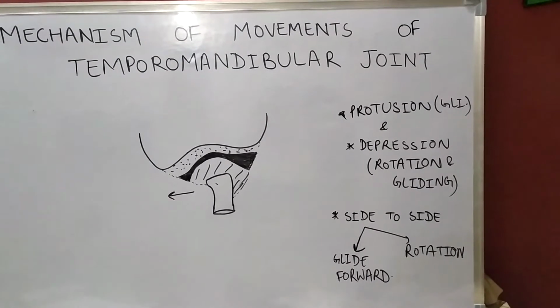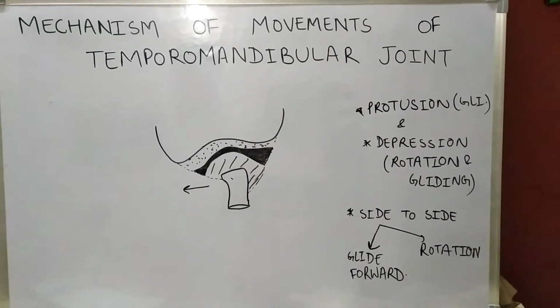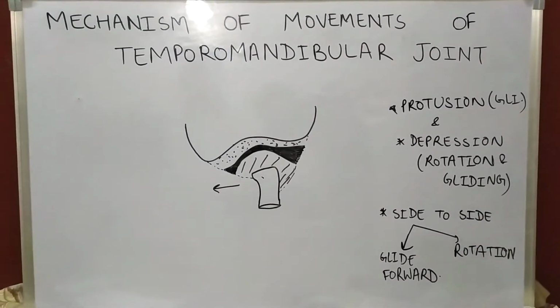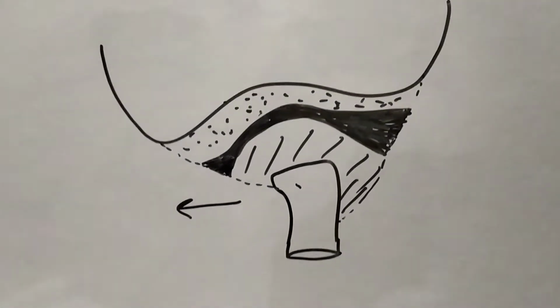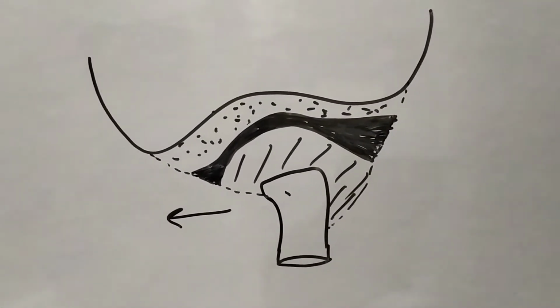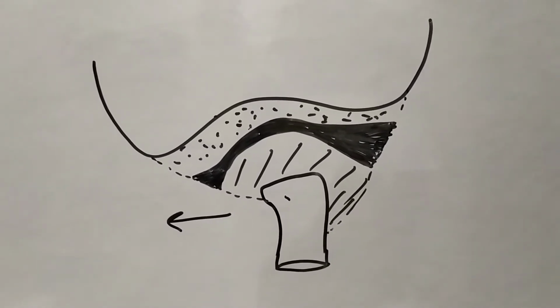Hi everyone. So today I'll be discussing with you the mechanism of the movements of the temporomandibular joint. As I've already told in my previous lecture, in total there are 5 movements which are carried out at the temporomandibular joint.